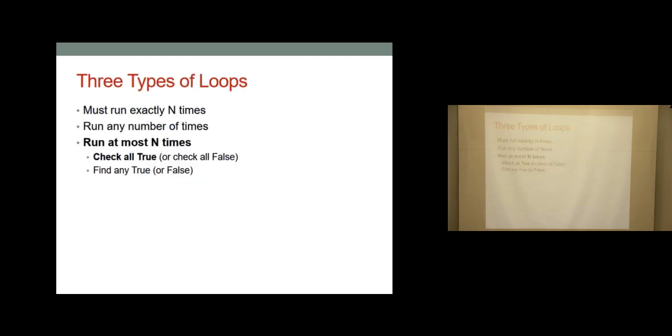Okay, the last type. We have indefinite time, we have so-called definite time, and we have something called maybe at most n times, okay? That's what you do usually if you check something, like whether it's all true or something like that. Let's talk about that, okay?